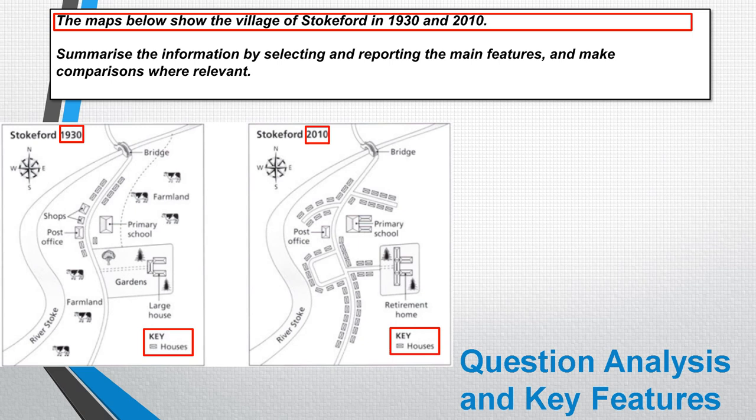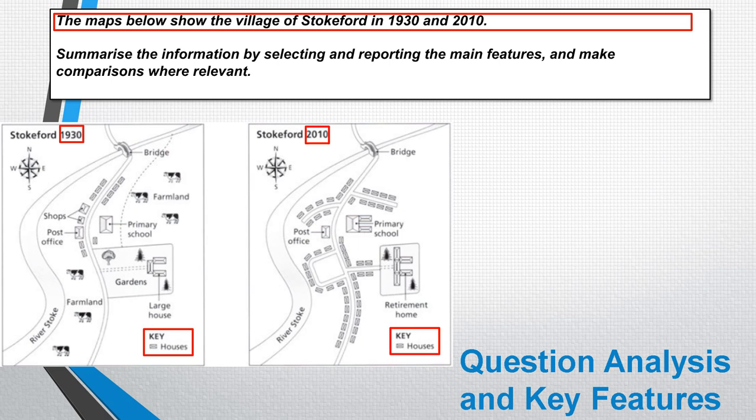So we need to pick out the key features from these maps, as we would normally do for any other type of visual data. We can see the central river running up and down. That's the same in both. So is the main road and bridge. The biggest change that immediately comes to my mind is the number of houses. That to me is the most obvious change between the two.